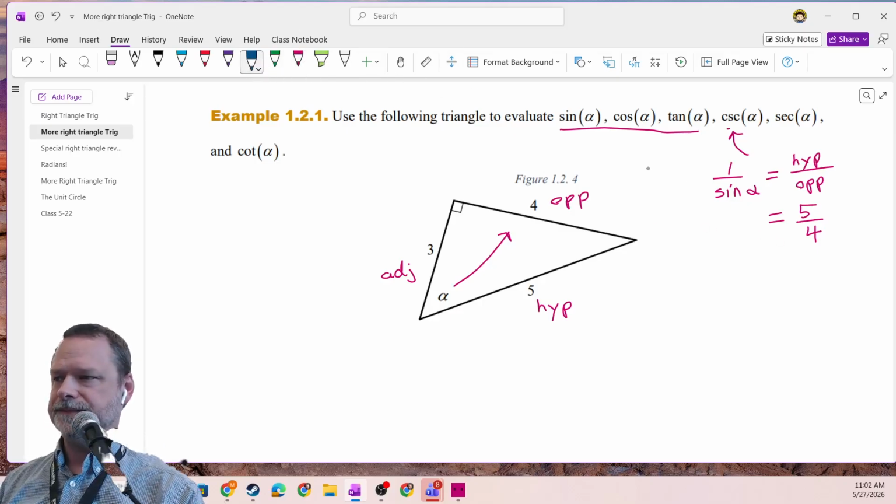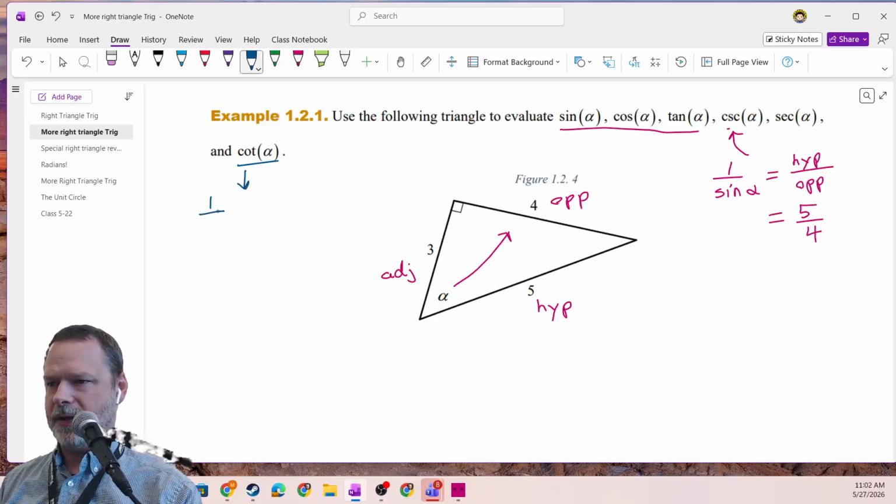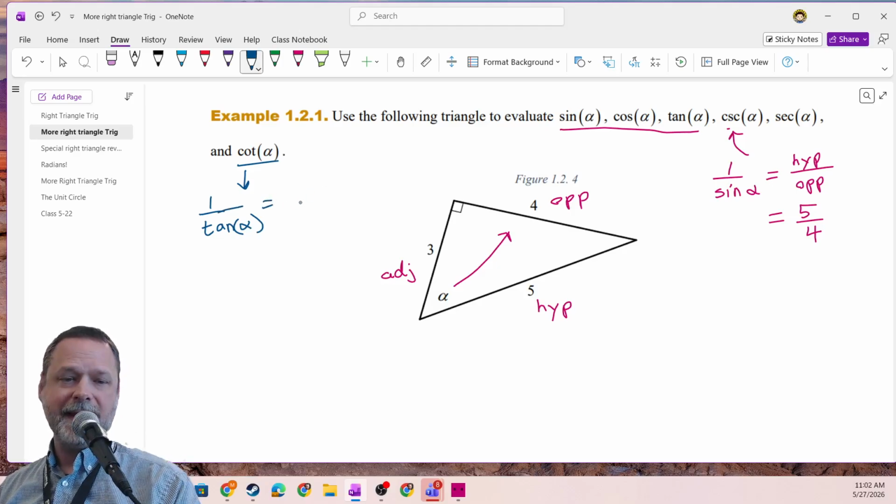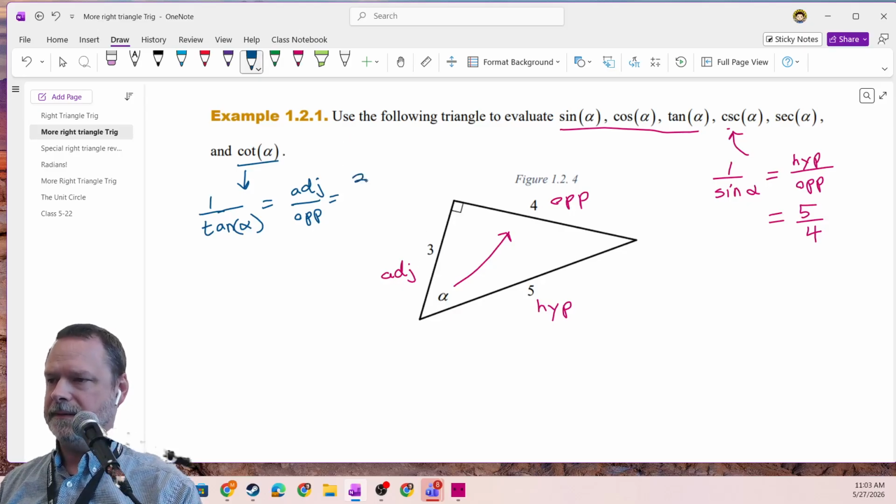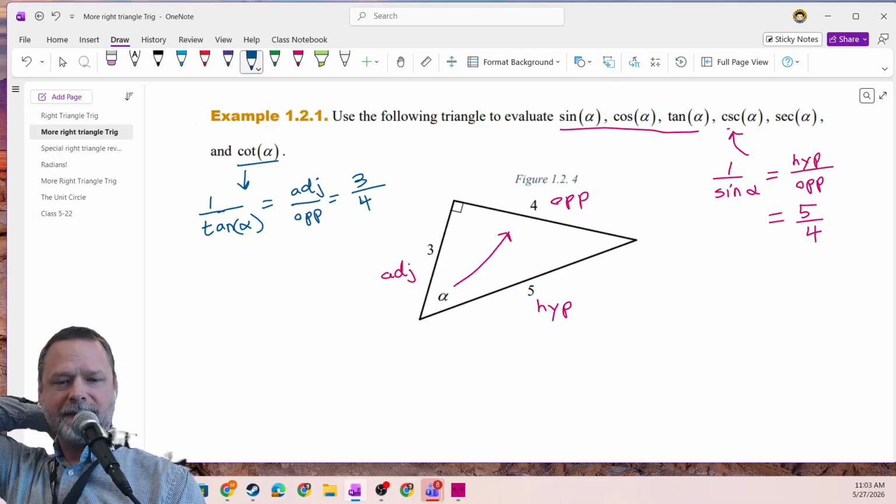We'll do one more. Let's do cotangent. So cotangent is 1 over tangent, which is tangent's opposite over adjacent. So this is going to be adjacent over opposite. So that's going to be 3 over 4. There you go. It's as easy as that. That's all you got to do. So there's the rest of our basic trig functions.